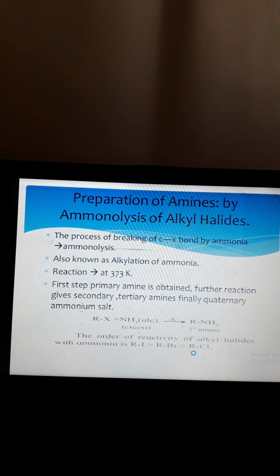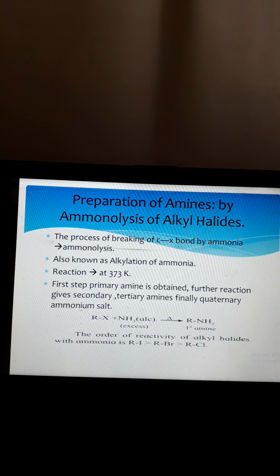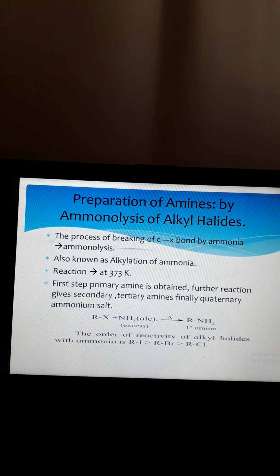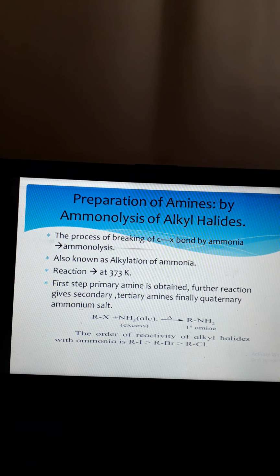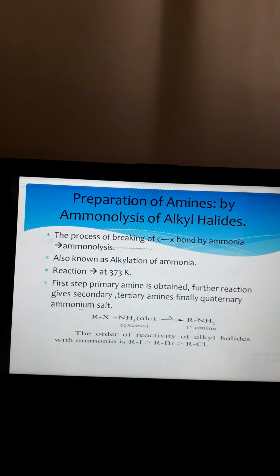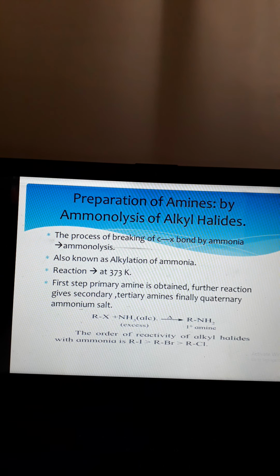So this was all about the naming of amines, the common name system and the IUPAC name system. Now we are going to deal with the preparation of amines, how amines are prepared. Number one is the ammonolysis method. What is meant by ammonolysis? Ammonolysis of alkyl halides: the C-X bond is broken by the ammonia. Since ammonia breaks the C-X bond, we call this process ammonolysis.